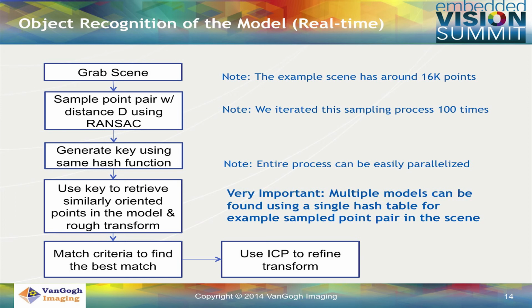And if the match criteria works, then we use ICP to kind of refine the position. So the nice thing about this approach is there are several nice things. One is that we can really parallelize this whole process very easily, so we can get the performance we need. It's a hash table, so it's a very fast lookup table.